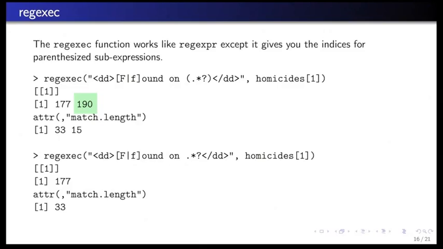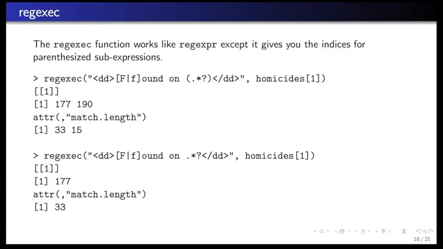The second number here tells me where the parenthesized sub-expression begins. That's the little bit that's matched by this part. In this case, what's matched over here is going to be the date. So this little sub-expression starts at character 190 and it goes on for 15 characters. That's quite handy because now I don't have to bother with stripping out all this other stuff. I can say, give me the part that's just right there. I put it in parentheses just so you can find it.